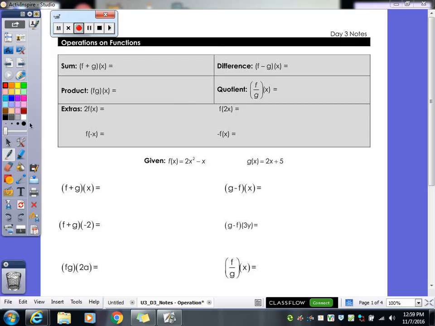For today, we are starting first with operations with functions, which is pretty easy. Your operations, if you remember, are your add, subtract, multiply, and divide. So these are just our notations for it. F plus g of x just means you are adding your f of x plus your g of x. You're just adding your two functions together. It's pretty easy.